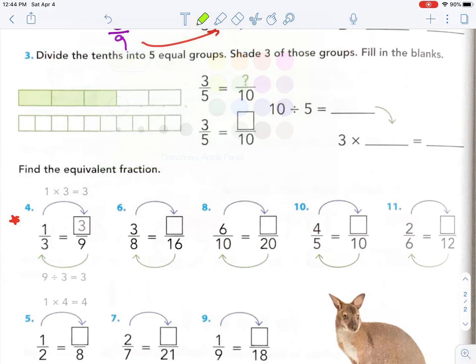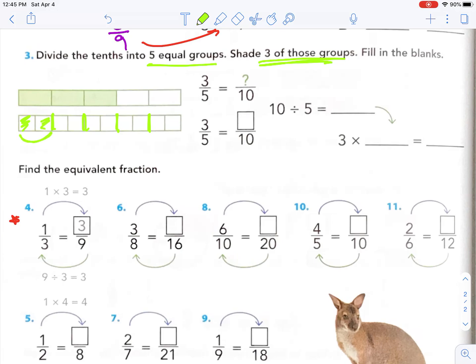Okay, we're going to divide. Now we're just going to do pictures again. So I'll use this fun green into 5 equal groups. I'm going to make it match. I'm going to shade 3 of those groups. So here's one group of 2. Here's another group of 2.